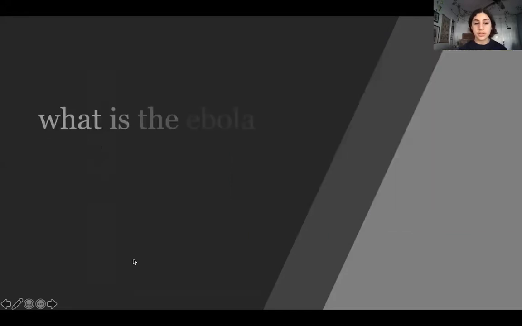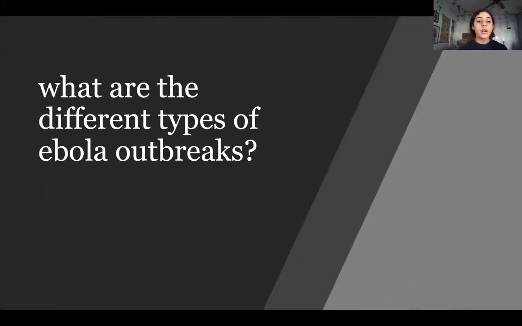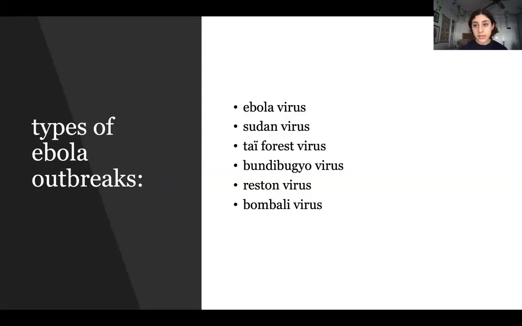So the Ebola virus. What is the Ebola virus? The Ebola virus is a deadly disease with occasional outbreaks that occur primarily on the African continent. It most commonly affects people and non-human primates. What are the different types of Ebola outbreaks?